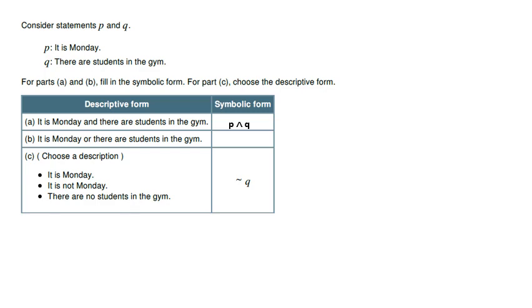Part B, it is Monday or there are students in the gym. Likewise, the only difference is P or Q. Now, we are given the symbolic form here on the right side. We're saying negation of Q, there are students in the gym, there are no students in the gym.